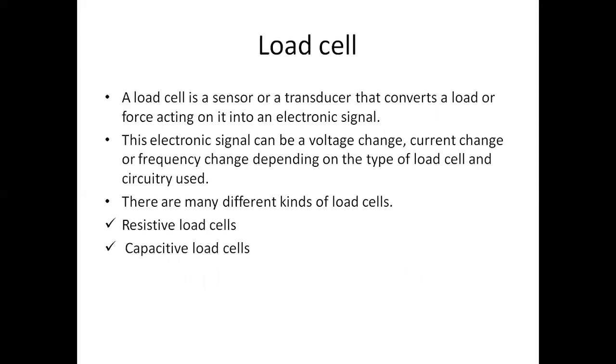The next thing is the load cell. A load cell is a sensor or transducer which converts a load or a force acting on it into an electronic signal. This electronic signal can be a voltage change, a current change, or a frequency change, depending on the type of load cell and circuitry we are using. There are different kinds of load cells: the resistive load cell and the capacitive load cell.